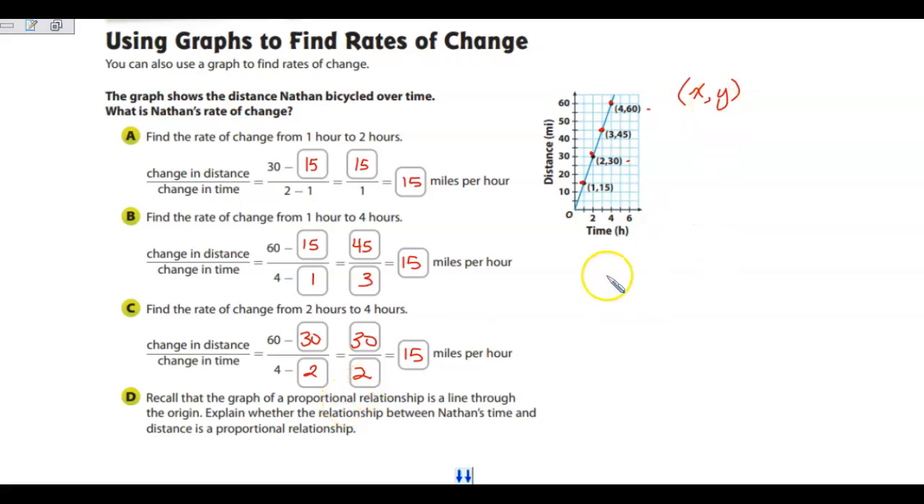Now that we've tried several of them, do we have a constant? Yes, we do. We have a constant, so therefore we do have a proportional relationship here. There is a proportional relationship between Nathan's time and the distance.